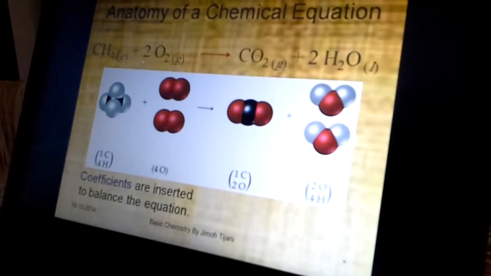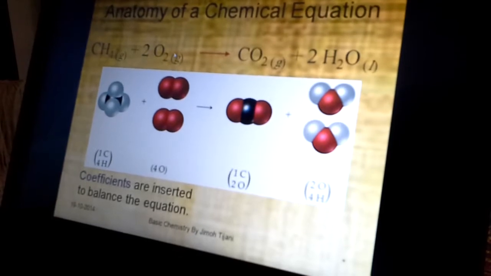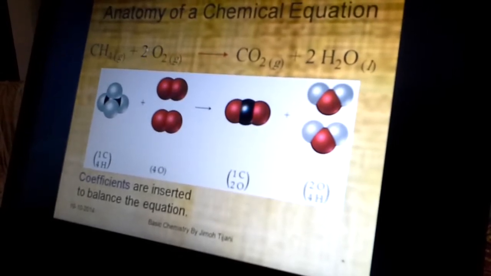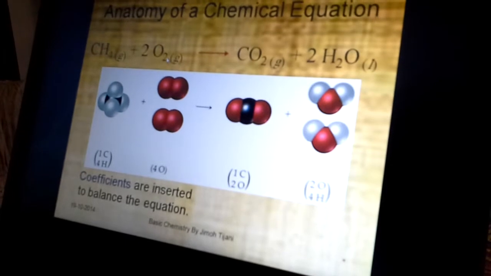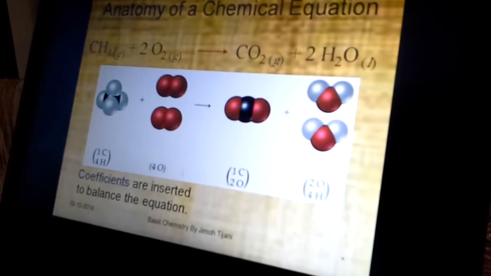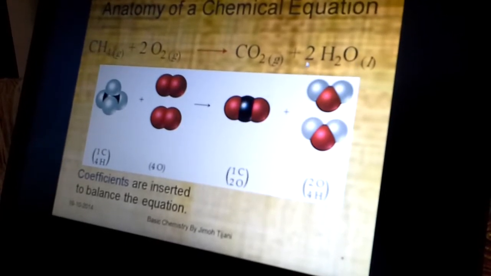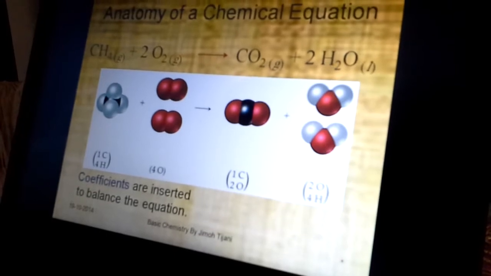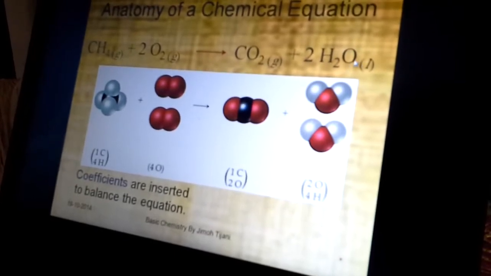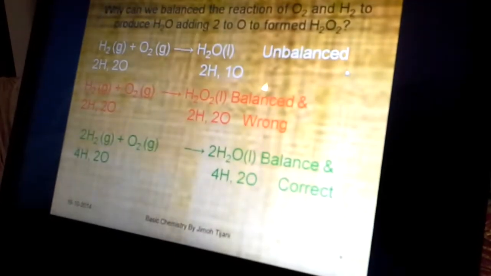A coefficient is the number that is inserted to balance the equation. Like we have 2O2. This first 2 is the coefficient, while the other 2 here is the subscript. 2 times 2 means 4 oxygen. The same, we have 2 here. 2 times 2, 4 hydrogen. 2 times 1 oxygen means 2 oxygen.